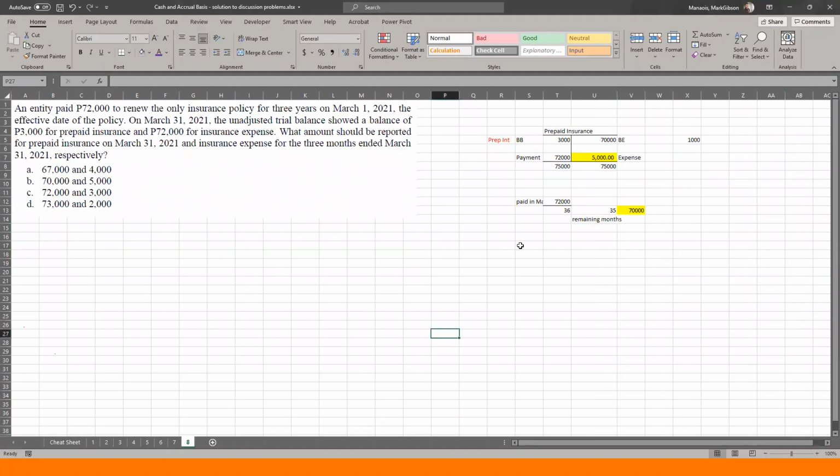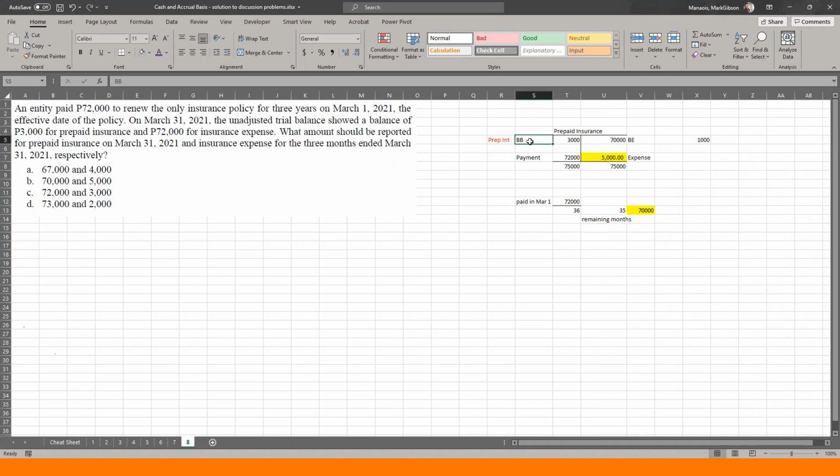So in problem number 8, we have a beginning balance of 3,000. Given that, class, we have 3,000 there. And then the ending balance, that is what we will compute. So we have payment of 72,000. And then we'll also complete for the expense. So let's first do this ending balance.